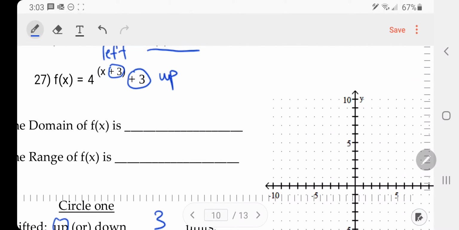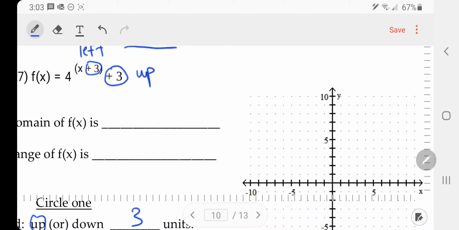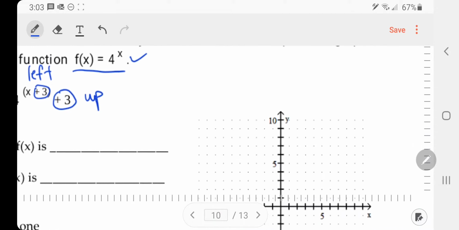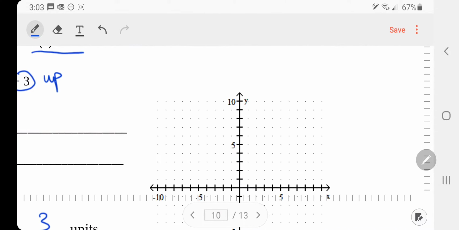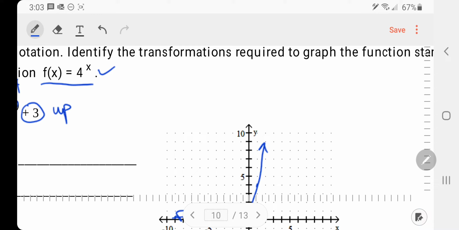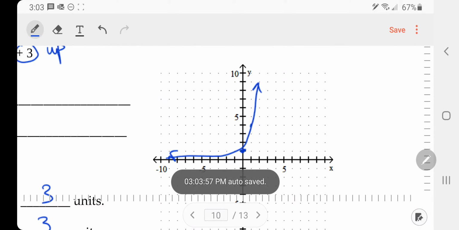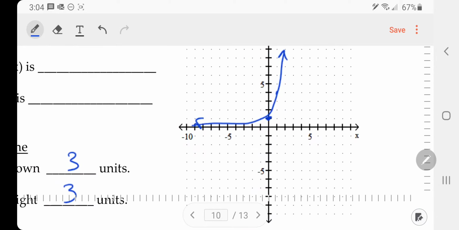And then now that we know the transformations, we should be able to graph the function, okay? So the basic function right here, 4 to the x, if I were to sketch a graph of that, if x is 0, y is 1, and if x is 1, it's 4. All right, so this is the parent function, f of x equals 4 to the x. This is what the exponential function looks like without the transformations.